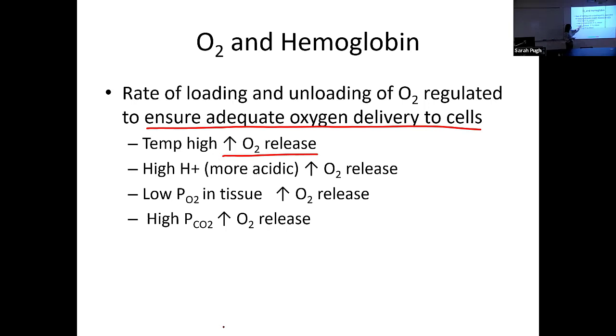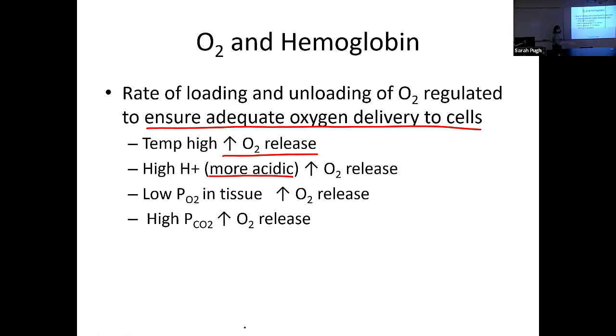Anytime you have high hydrogen ions, this is low pH, so it becomes more acidic. So anytime your blood pH drops and becomes more acidic, you have more hydrogen ions, you're going to increase oxygen release. Now, one of the things that we did in lab last week is you did that phenol red experiment, right? And you blew into phenol red. What happened when you blew into the phenol red? It changed color, changed to yellow. Why?